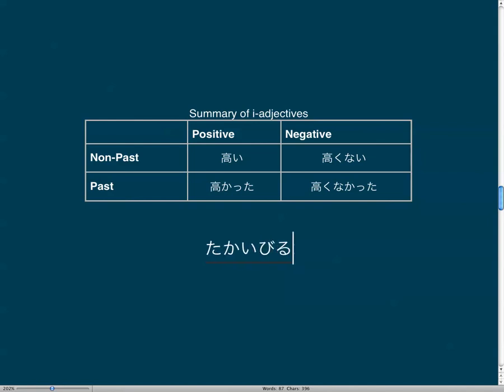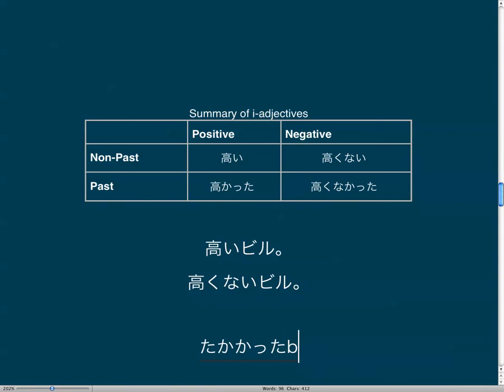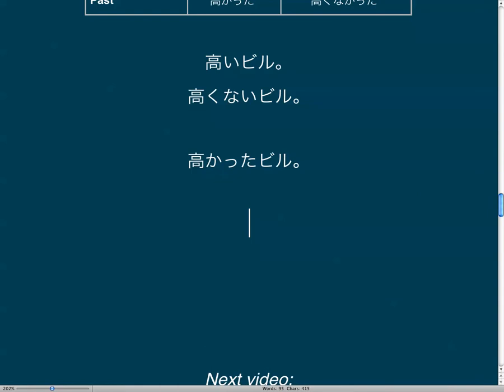Takai biru, tall building. Takaku nai biru, not tall building. Takakatta biru, building that was tall.